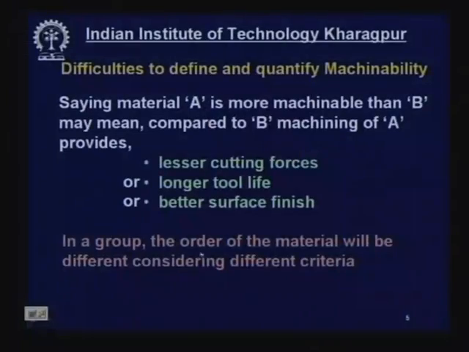The same material which provides lesser force may not be able to provide longer tool life. A different material can provide a good maximum tool life. Similarly, if we grade the materials within the group with respect to surface finish, the order will again change. So, it is very difficult with what criteria we are judging machinability. In a group, the order of the materials will be different considering different criteria. Criteria means cutting force, tool life, surface finish, economy and all these things. Okay.